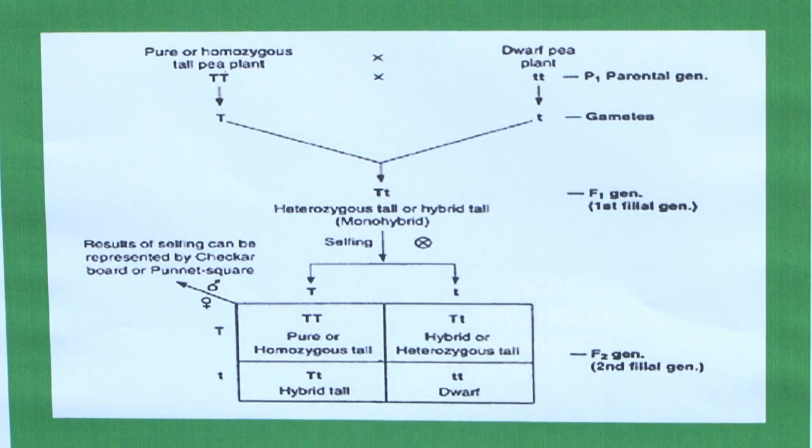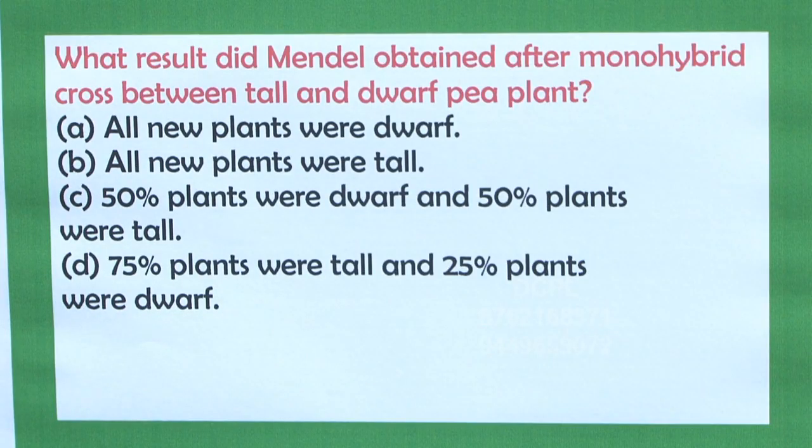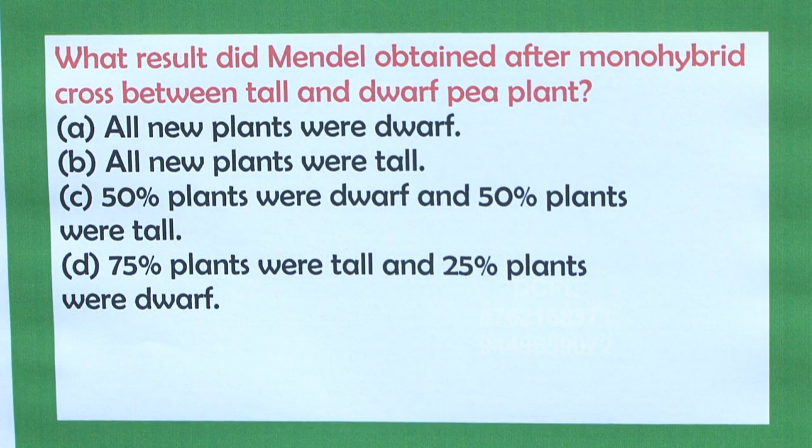So, based on this, let us take up one question. The question goes like this: what result did Mendel obtain after a monohybrid cross between tall and dwarf pea plants? Option A, all new plants were dwarf. Option B, all new plants were tall. Option C, 50% of plants were dwarf and 50% plants were tall. And option D, 75% plants were tall and 25% plants were dwarf.